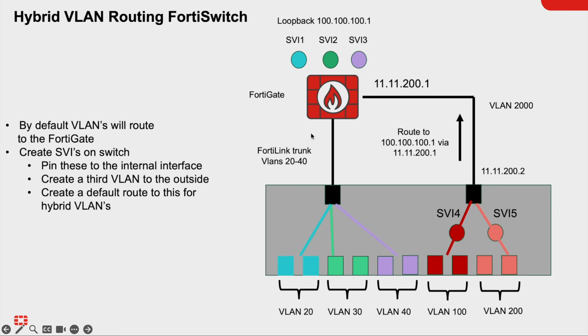Hopefully that was clear. All right, so right now, all these three interfaces here are in the same VRF, which gives them an entirely different routing table to the primary devices. All these VLANs will route up to the FortiGate. These two VLANs can route to each other and can route to the outside world via their VRF. So hopefully that was clear.